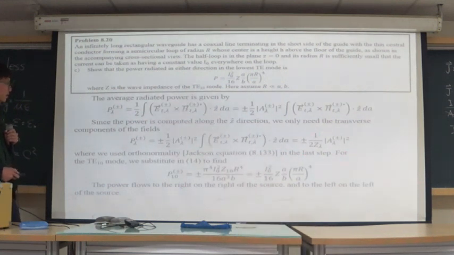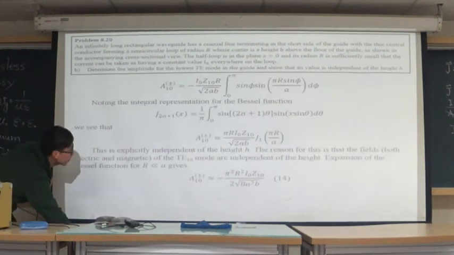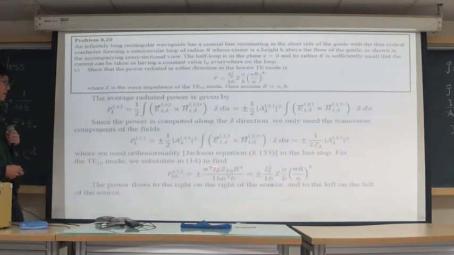Write it down again, where we use orthogonality, Jackson equation 8.133 in the last step. For the TE10 mode, we substitute in equation 14 to find that. Okay, we substitute the amplitude and then get this. The amplitude is from the last page. Okay, we use this amplitude and then get this. So the power flows to the right on the right of the source and to the left on the left of the source. Okay? It's equal.